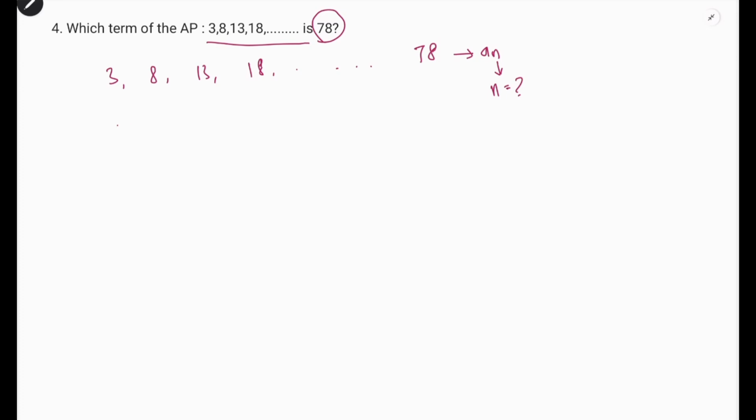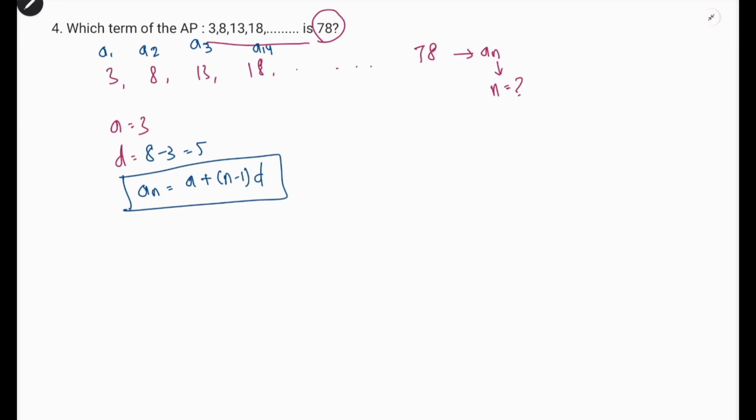So in this AP, what is the first term? It is 3. And what is the common difference? See here, first term is 3, second term is 8, third term is 13, fourth term is 18. So common difference is second term minus first term. It is 8 minus 3 is equal to 5. We have a formula for the nth term, which is a plus n minus 1 into d. We will substitute these values in this formula, we will get the n value.